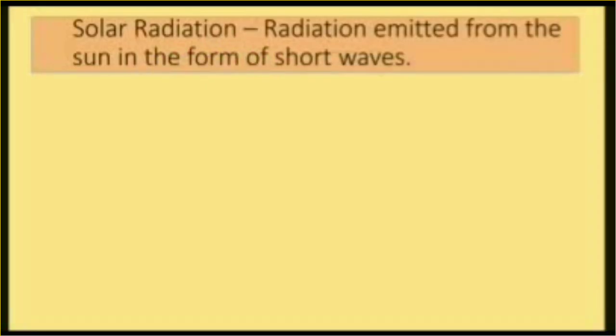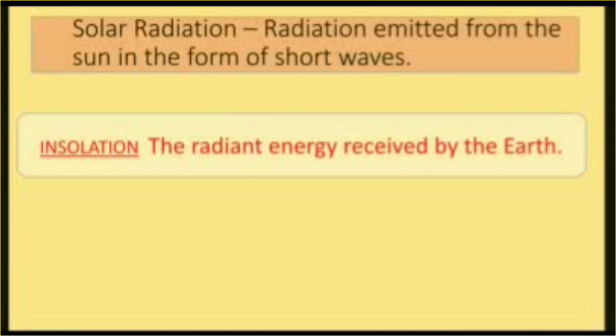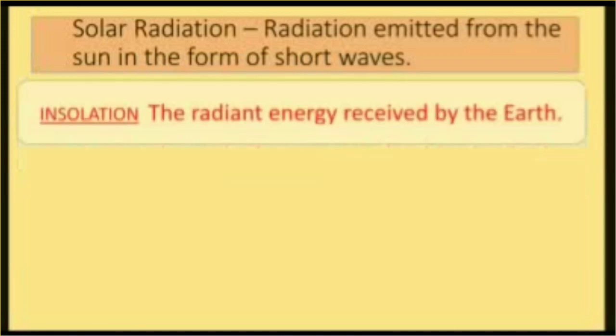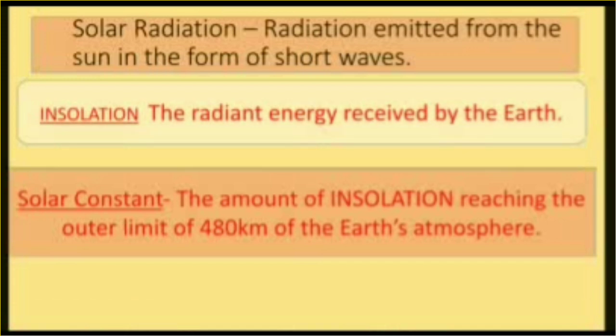Solar radiation: radiation emitted from the sun in the form of short waves, that is, the heat of the sun. Insolation: the radiant energy received by the earth, that is, the heat of the sun received by the earth. Solar constant: the amount of insolation reaching the outer limit of 480 kilometers of the atmosphere is called solar constant. It is the outer limit of Earth's atmosphere, like the exosphere.